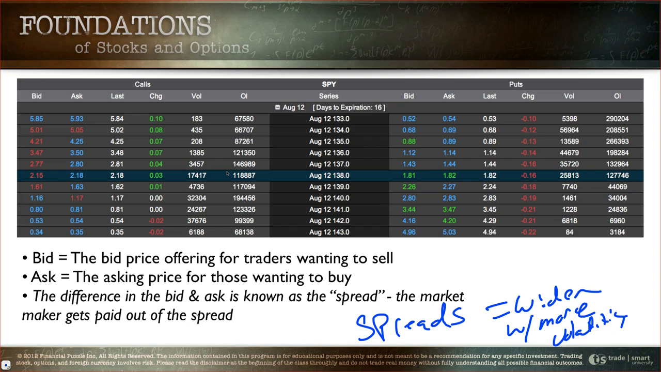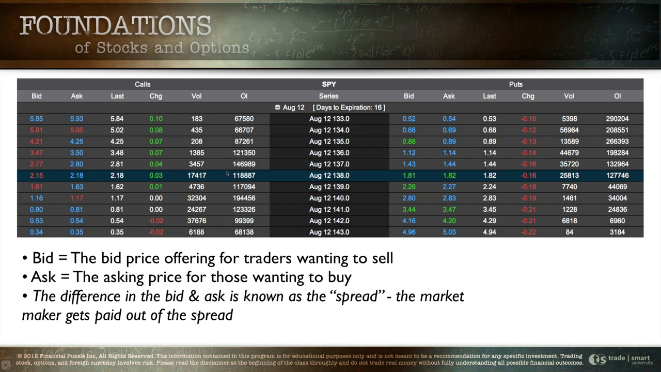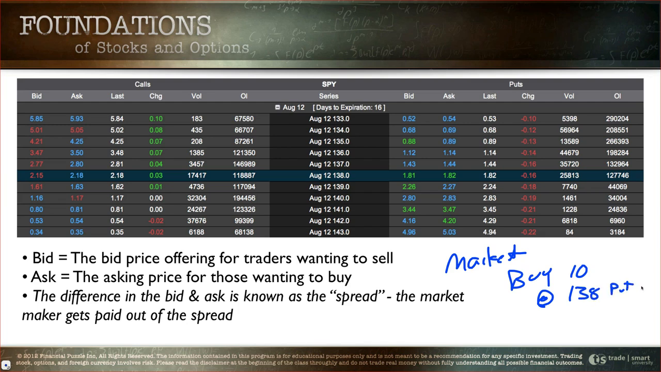And yes, the market makers can lose money, because let's imagine for a moment, if you issue a market order, let's say you put in a market order, and that market maker says, okay, I've got somebody who's willing to buy, let's say it's a market order to buy 10 contracts at market, but with a 138 put, okay? It's a market order. So you're saying, I'm willing to pay 182.